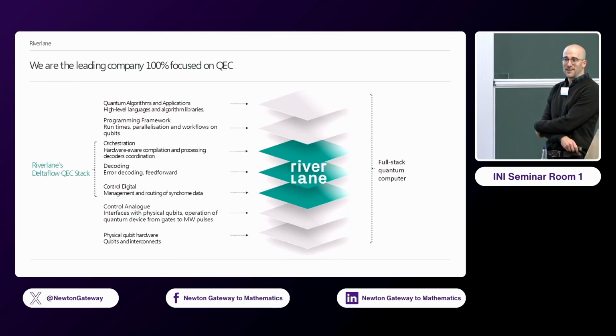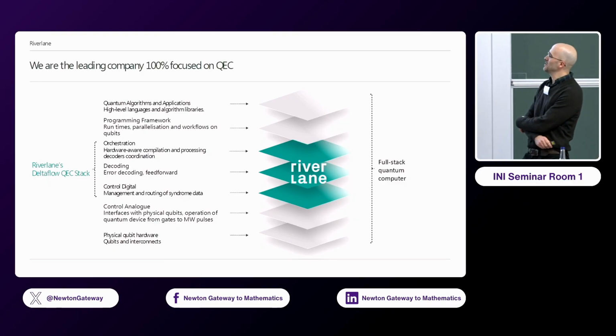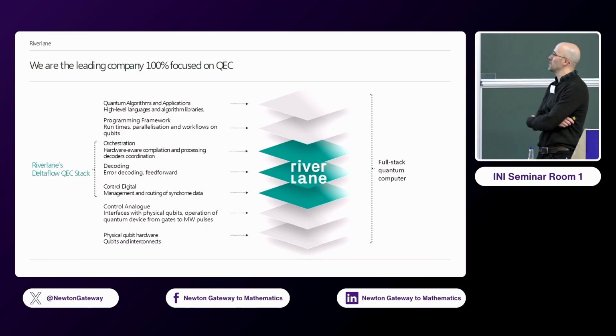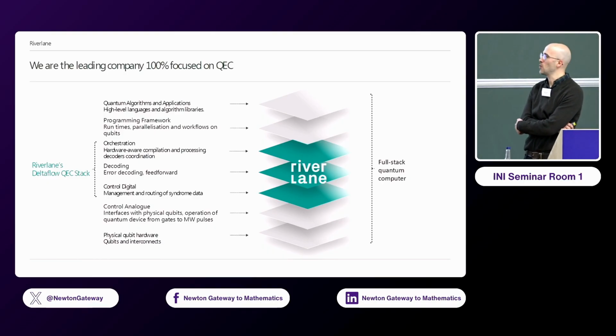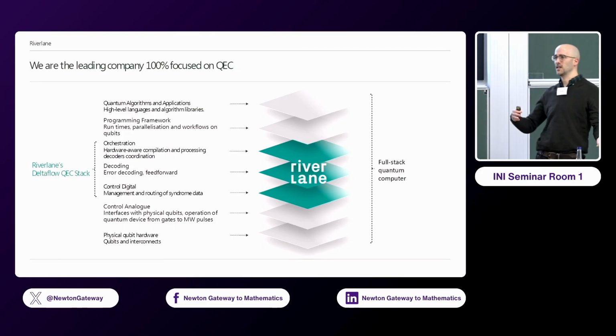Before I start, I also come from a company, so let me tell you a little bit about what we do. At Riverlane, we're focusing on a very specific part of the quantum computing stack, and that's the quantum error correction stack. That means we do things like transpilation from logical gates to physical gates, but also communicating with the control system in order to implement quantum error correction protocols, and then managing all the data that has to do with quantum error correction.